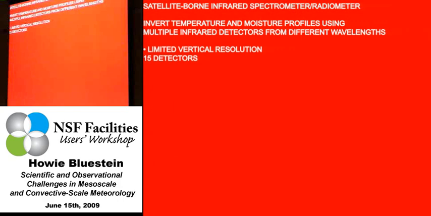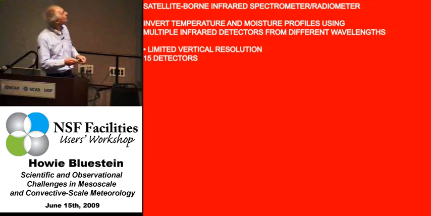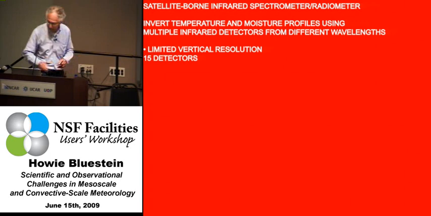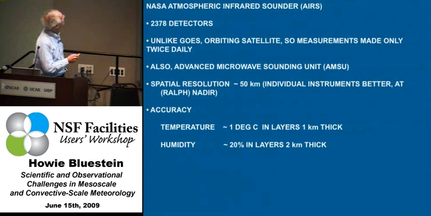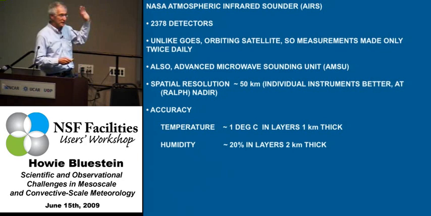Space satellite-borne infrared spectrometers and radiometers. From those, you can invert the temperature and moisture profiles using multiple infrared detectors at different wavelengths. Having to use those usually limits the vertical resolution. Typically, you may have 15 detectors. NASA has a device called AIRS that has 2,378 detectors. Now, I got this from a little while ago. Maybe they've done even better than this recently.